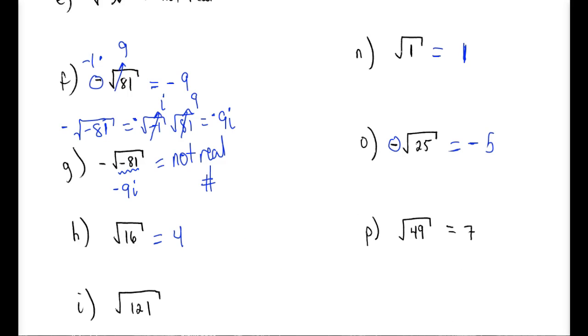And of course, our last one on this page is the square root of 121. And we know that 11 times 11 is 121, so the square root of 121 is 11. And so this concludes the video on evaluating square root expressions.